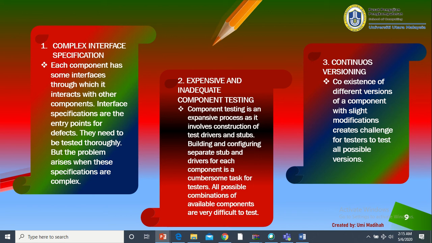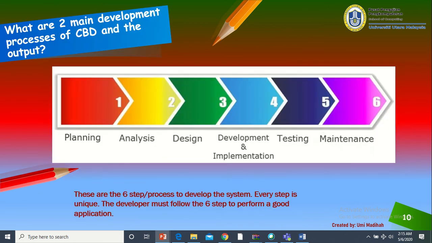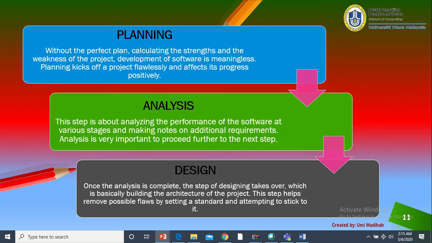Next is continuous versioning. Coexistence of different versions of a component with slight modifications creates a challenge for the tester to test all possible versions. As you can see from the slide, this is the process to develop the system. There are 6 steps: planning, analysis, design, development and implementation, testing and maintenance. So the developer must follow the 6 steps to produce a good application.